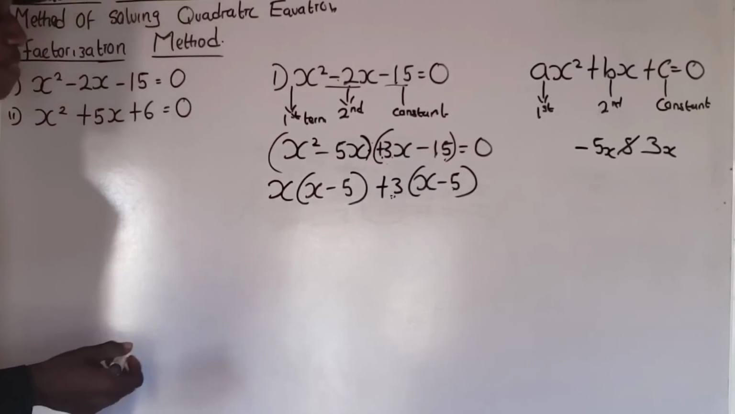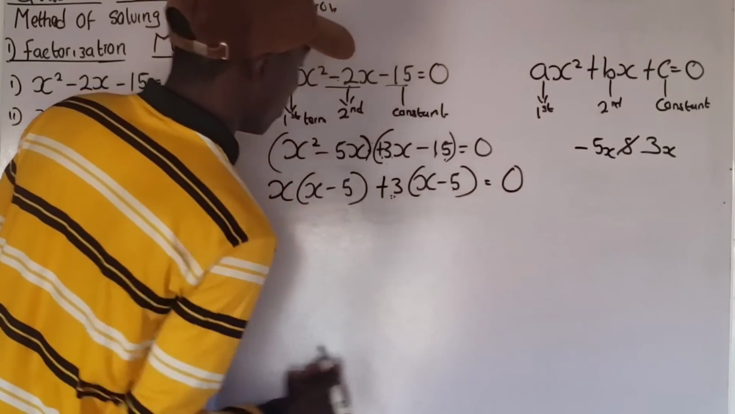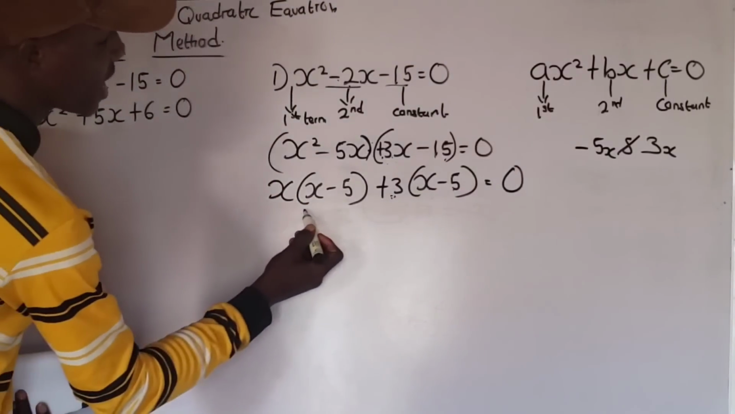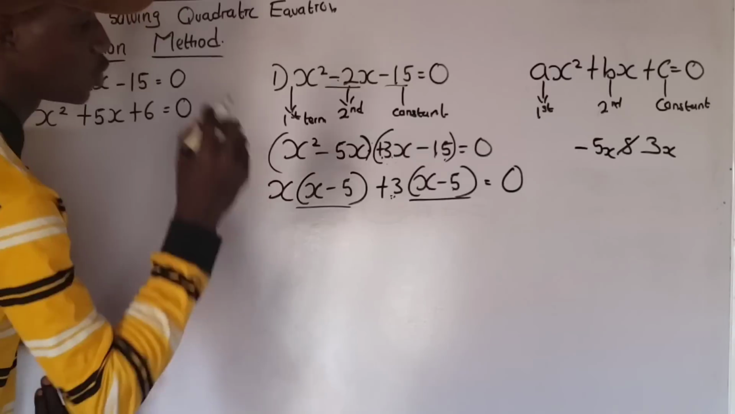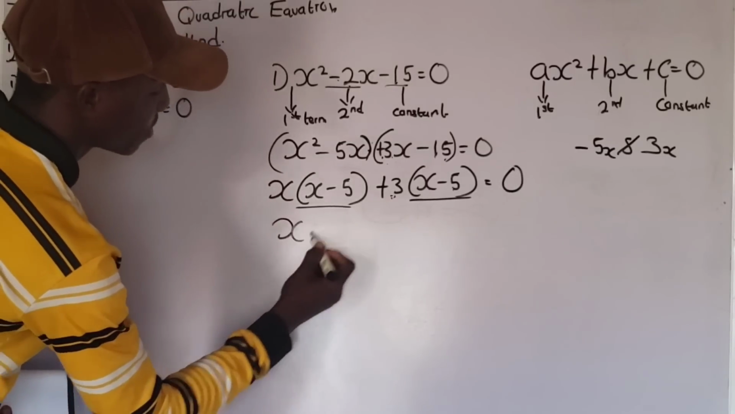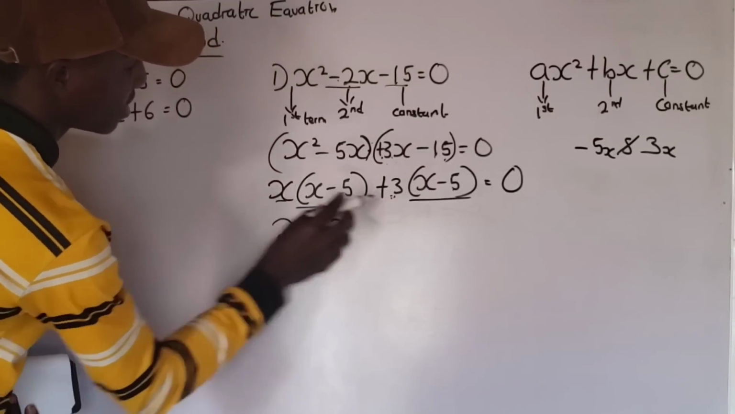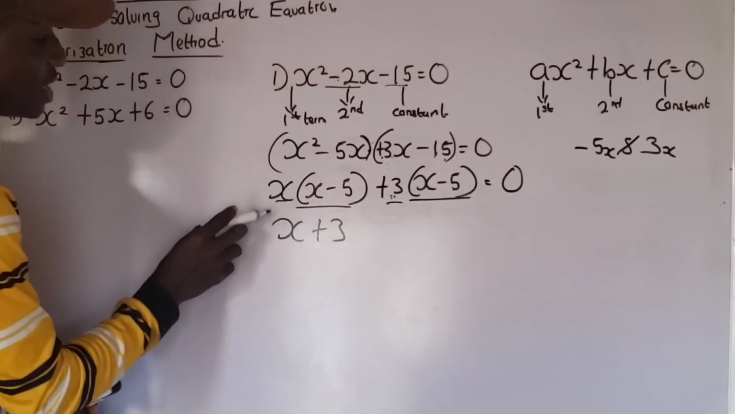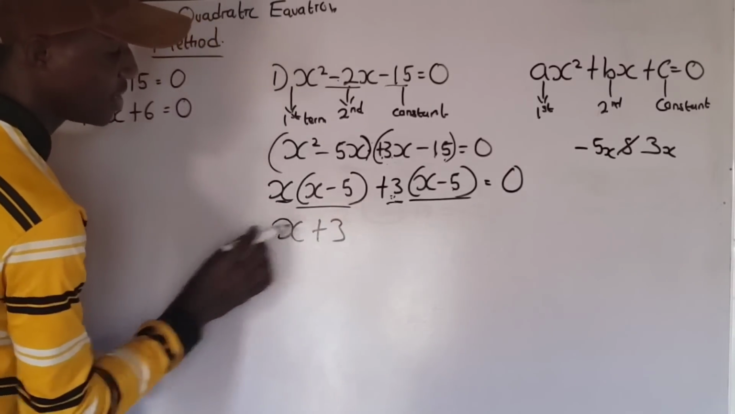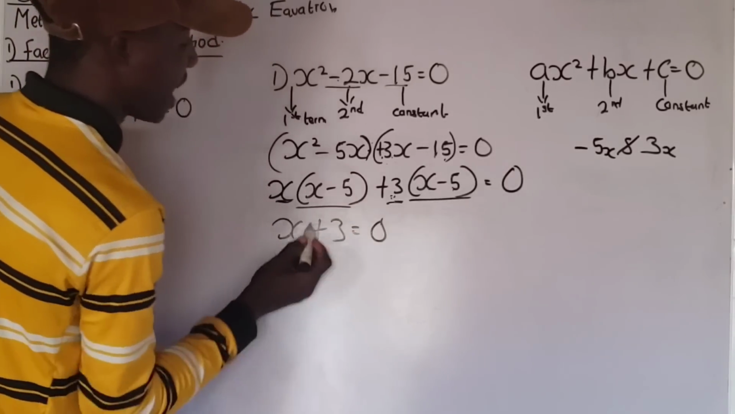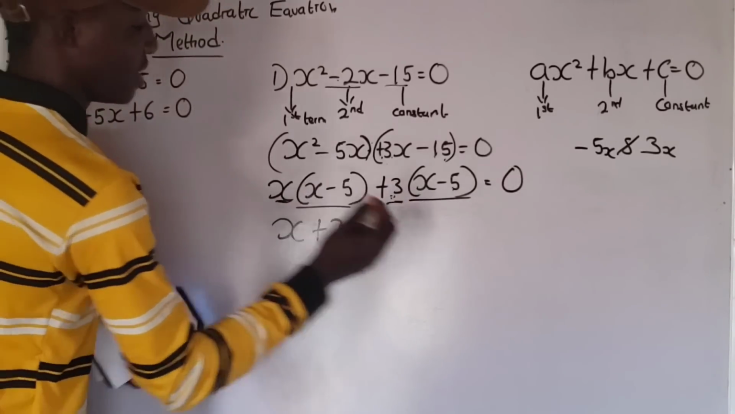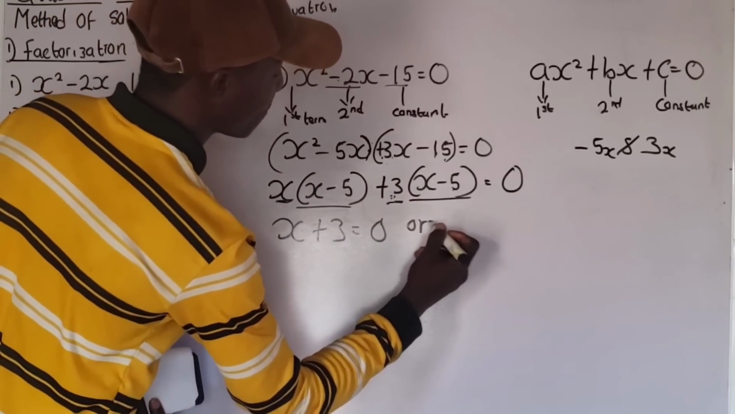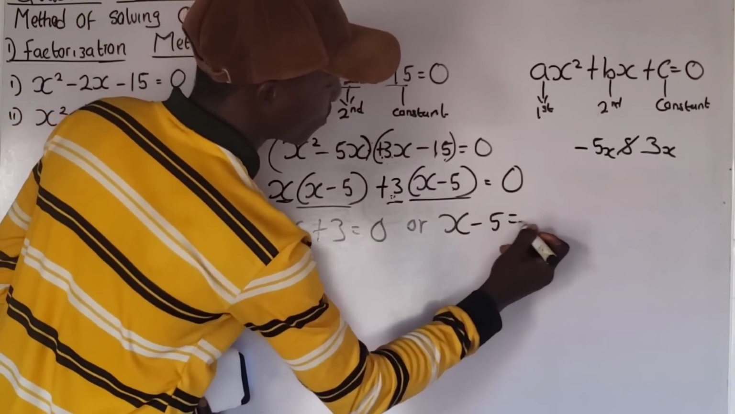Okay? Now, this will be equal to 0. All we have to do here is that because we have the same factor inside this bracket, I have to choose one. So I'm going to have x plus 3. This x plus this 3. That's why I have this equal to 0. And I'm going to choose one among these brackets. So I'm going to have, or, x minus 5 equals 0.